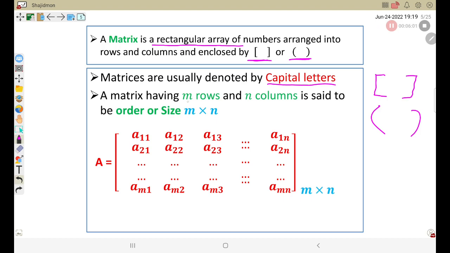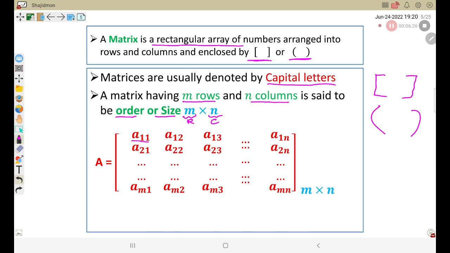Now, a matrix having m rows and n columns is said to be of order or size m by n. Just now I told you the meaning of order or size of a matrix. M means the number of rows and n means the number of columns. If we have m rows and n columns, the order or size of the matrix is m by n. Now, how to represent a matrix in general form?